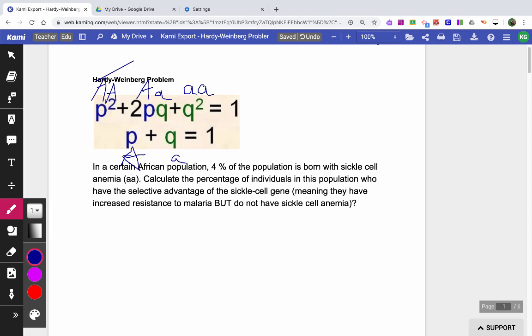All right, so now I'm going to read this problem here and get some information out. In a certain African population, 4% of the population is born with sickle cell anemia. So 4% is going to be your individuals that are homozygous recessive. So 0.04 is q squared. All right, so I'm going to go ahead and write that up here. q squared is going to be equal to 0.04.